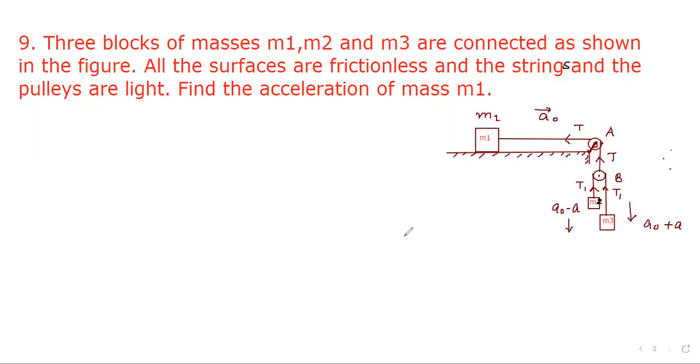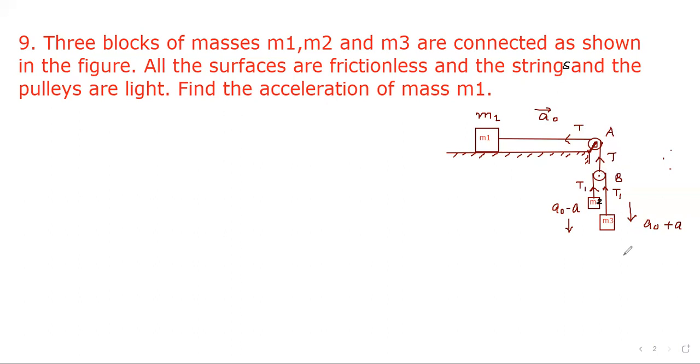Now, going to the second question. Three blocks of masses M1, M2, and M3 are connected as shown in the figure. All the surfaces are frictionless and the strings and the pulleys are light. Find the acceleration of mass M1. This is mass M1, which is moving in this direction. And this is mass M2, this is mass M3. The whole system moves in this direction.